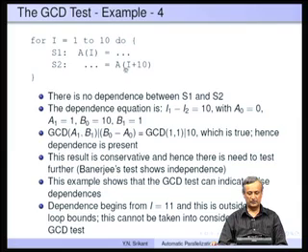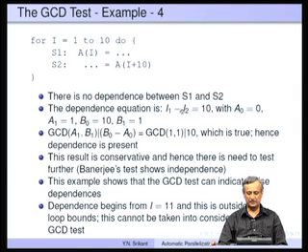So, in the I equal to 1, this would become A11. So, we would have computed into A11 in iteration number 11, but since the loop runs till only 10, there is no dependence between S1 and S2. The dependence equation is I1 equal to I2 plus 10. So, that is I1 minus I2 equal to 10.